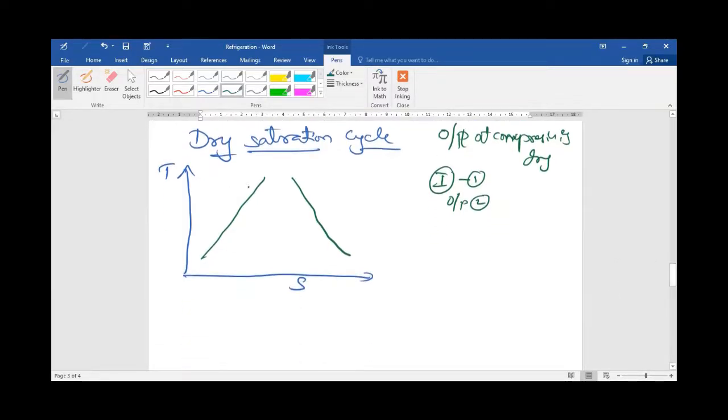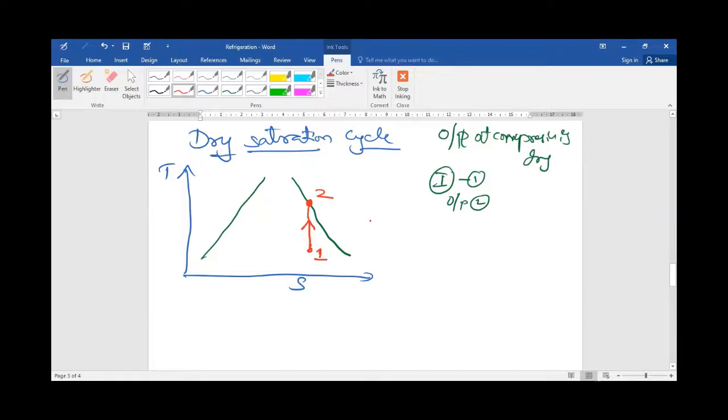Where should I locate point number 2? Point number 2 should be located on the dry line. I stop here. This is point number 2. Where should I draw point number 1? Always 1 to 2 is a vertical line. So point number 1 will 100% come in the wet region, because point number 2 is only dry. So it is 1 to 2.